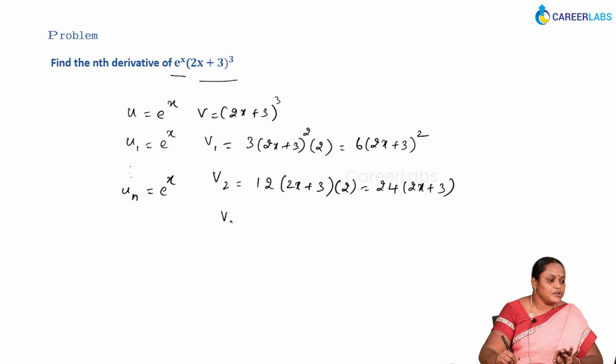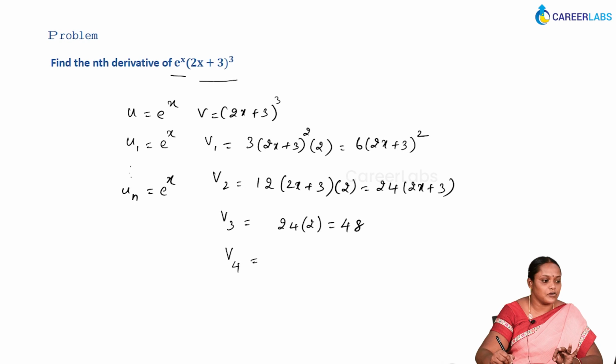Again we are going to differentiate. So v3 will be 24 times 2, which is equivalent to 48. What will happen to v4? When you differentiate a constant term, this will become 0. And what will happen to v5? And so on. All the other terms are going to be 0 here.